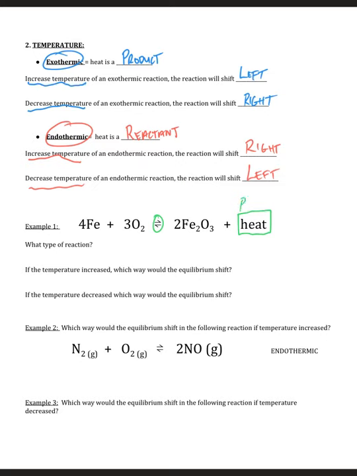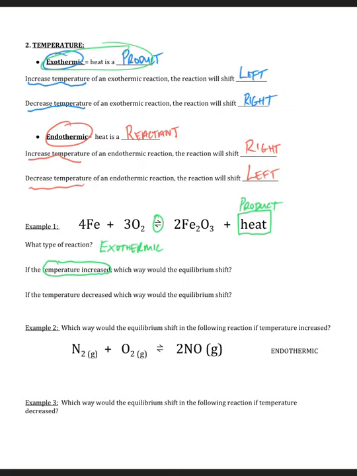Since heat is a product, meaning it's on the right side of the reaction, we know that more heat or energy must be released in this reaction, meaning that it is an exothermic reaction. And we have to identify that first to be able to answer the next two questions on what happens if you alter temperature. So this next question says, what happens if temperature is increased? Which way will this reaction shift?